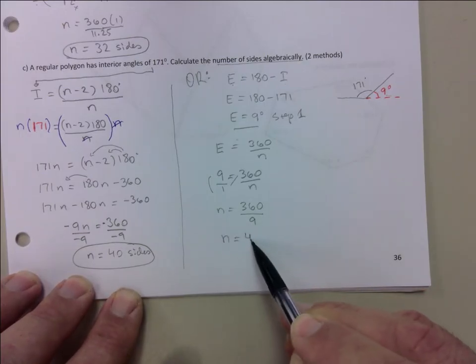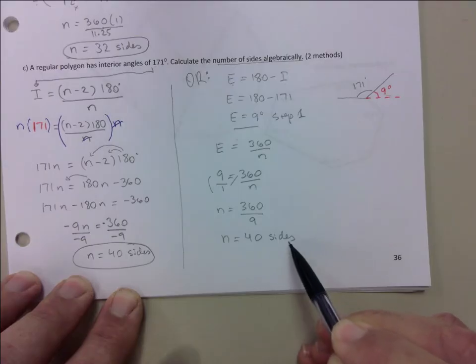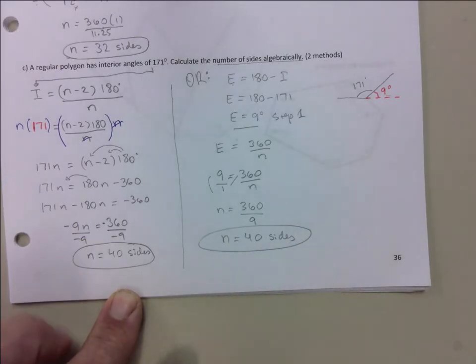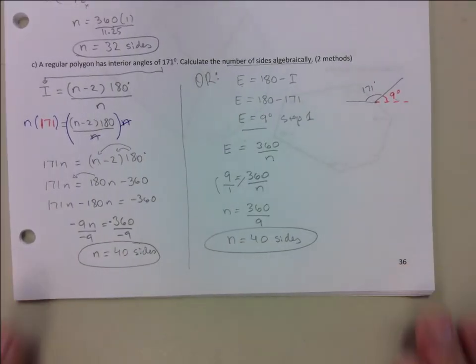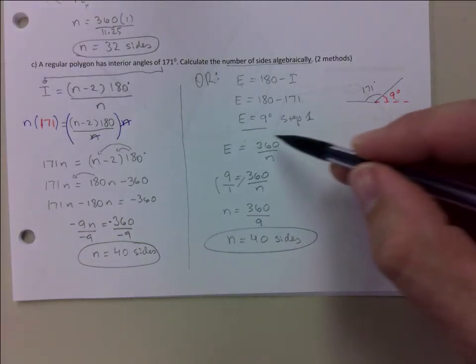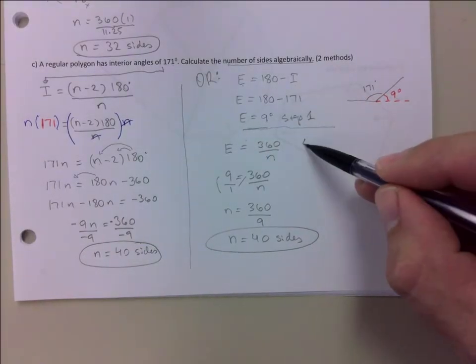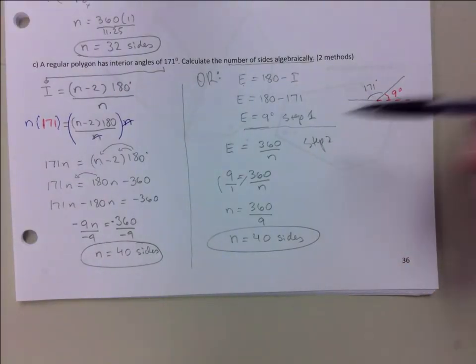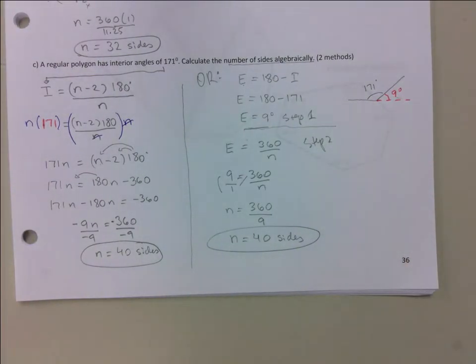No way, right? That's what you're thinking. 40 sides. So you choose how you want to do this. And so this is step 1 here, right? And then this would be step 2, in a sense, switching over to exterior angle and solving for the number of sides there.